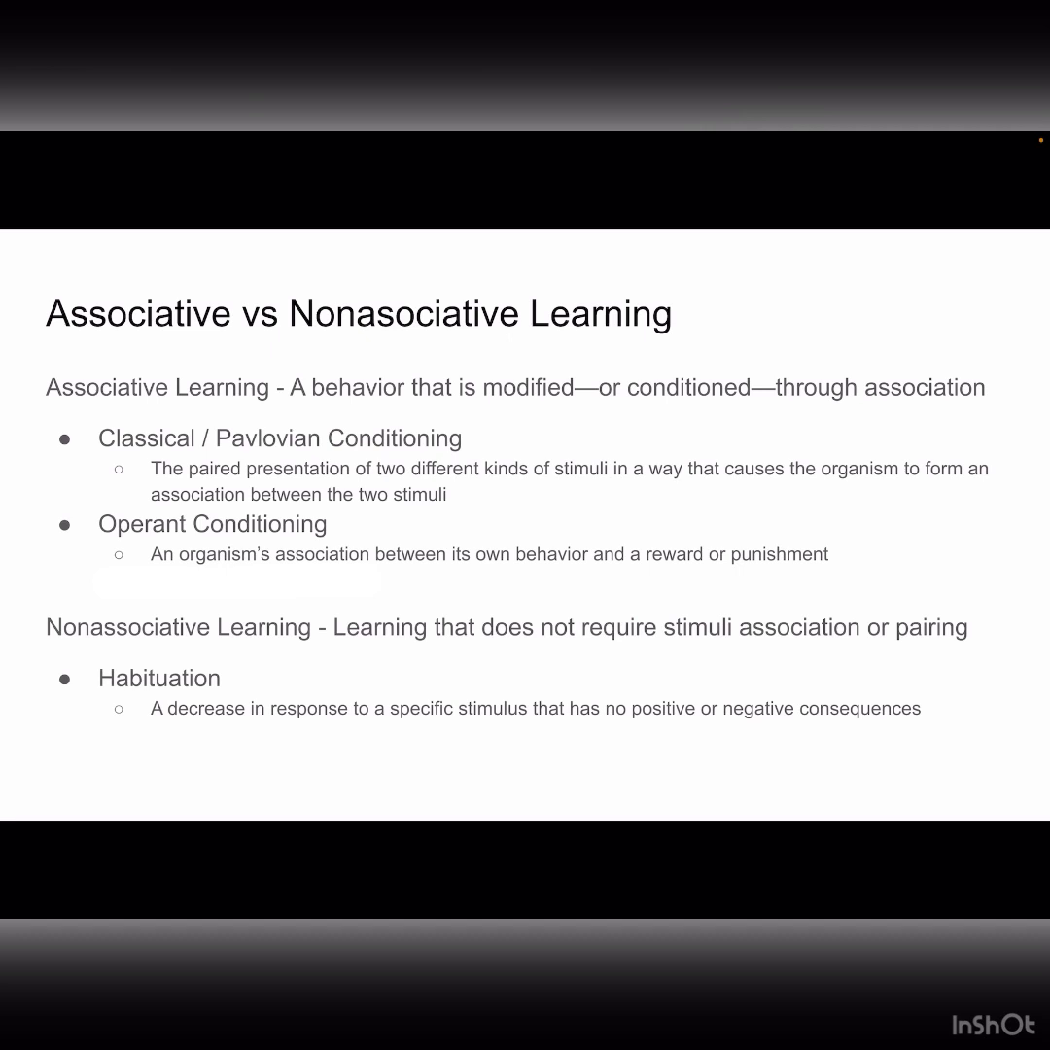Now we move on to non-associative learning. Non-associative learning is defined as learning that does not require stimuli association or pairing. In this class, we only have one type of non-associative learning, habituation. Habituation is when an organism experiences a decrease in response, usually on a subconscious level, to a specific stimulus that has no positive or negative consequences.